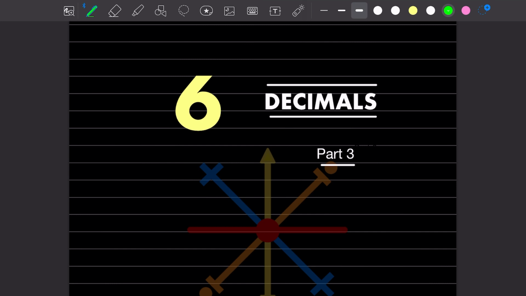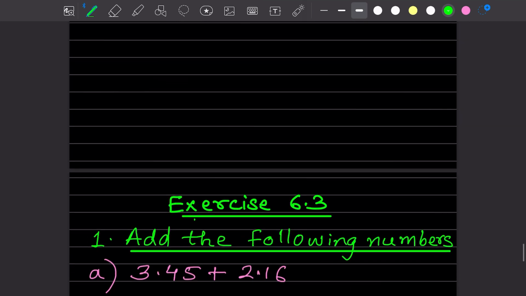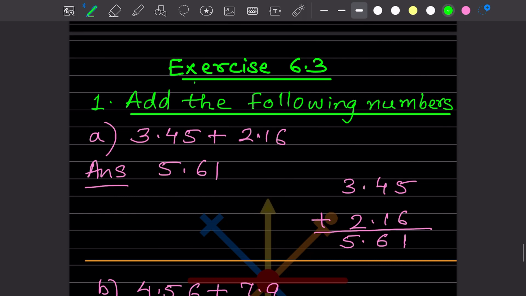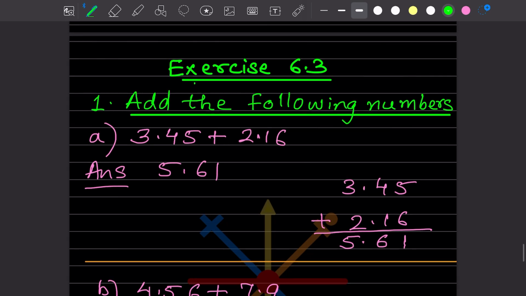So this is the third part of the topic, that is the decimals. We have already done two exercises before. So now we'll start with the third exercise, that is 6.3.